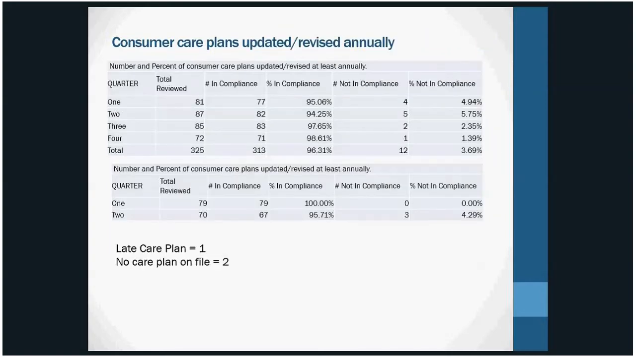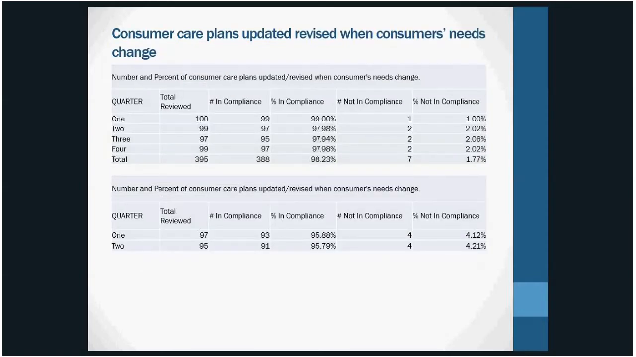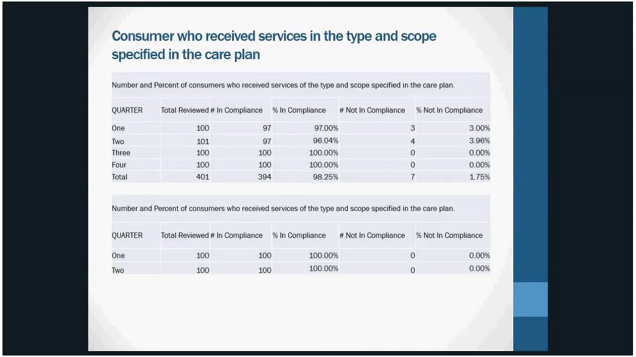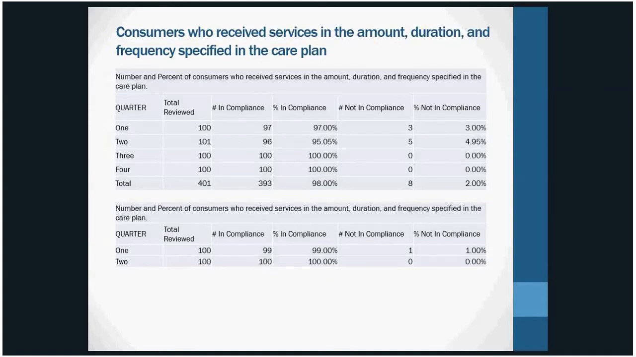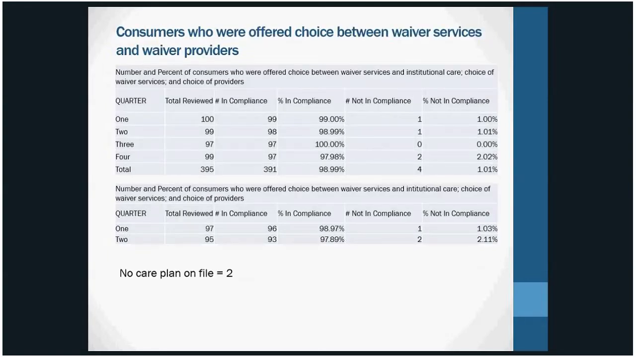Consumer care plans updated or revised annually is at 95.71%. Consumer care plans updated or revised when consumers' needs changed is at 95.79%. Consumers who receive services in the type and scope specified in the care plan is at 100%. Consumers who receive services in the amount, duration, and frequency specified in the care plan is at 100%. Consumers offered choice between waiver services and waiver providers is at a 97.89%. And then moving on to the health and welfare.